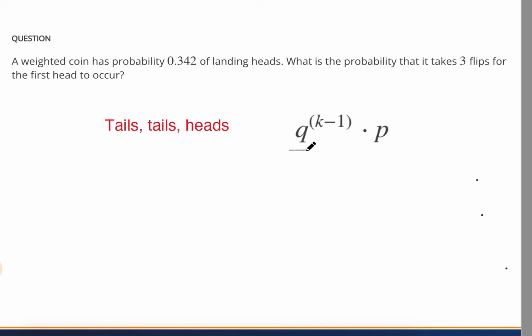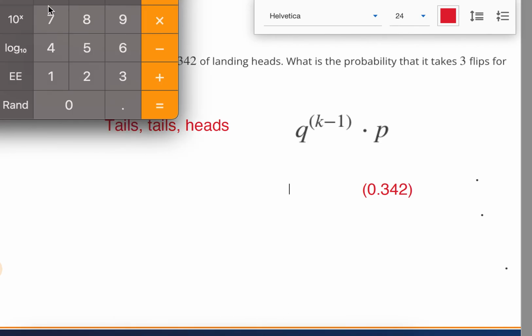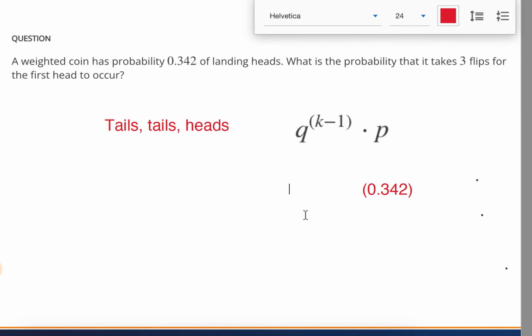Q is the probability that your event does not happen. P is the probability that your event does happen. So the probability that we get heads is 0.342. So that goes in for P. And the probability that we get tails would be 1 minus 0.342, right? Because it's either one or the other. So we take that away from 100%. So 1 minus 0.342 gives us 0.658.